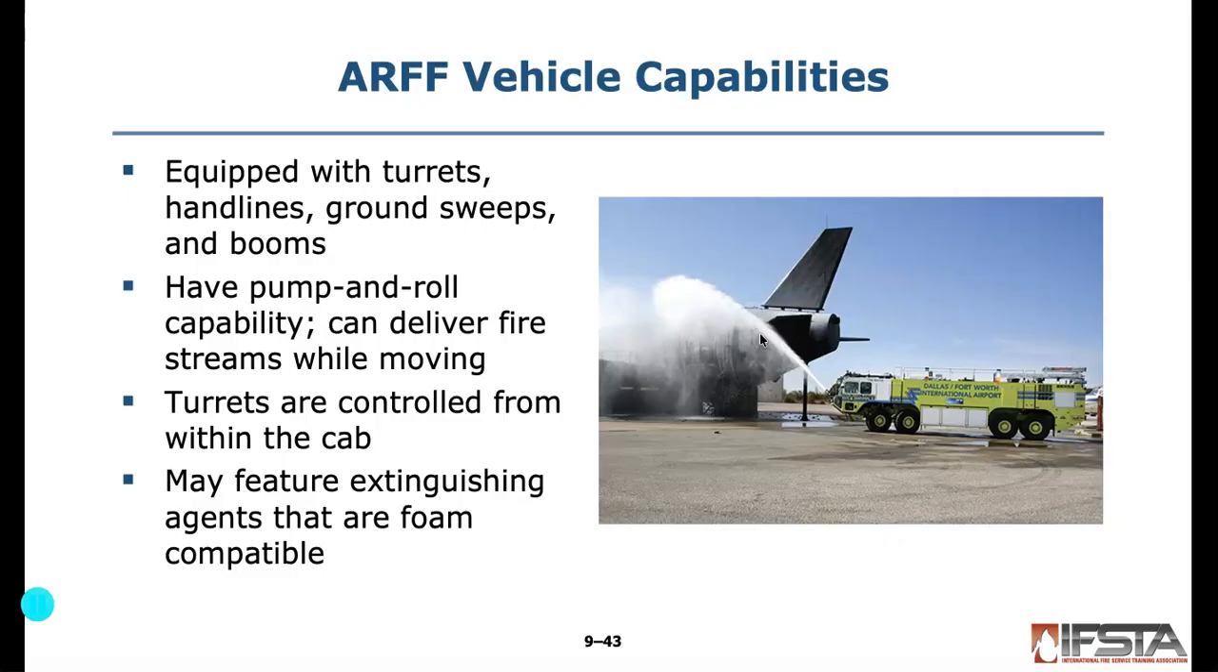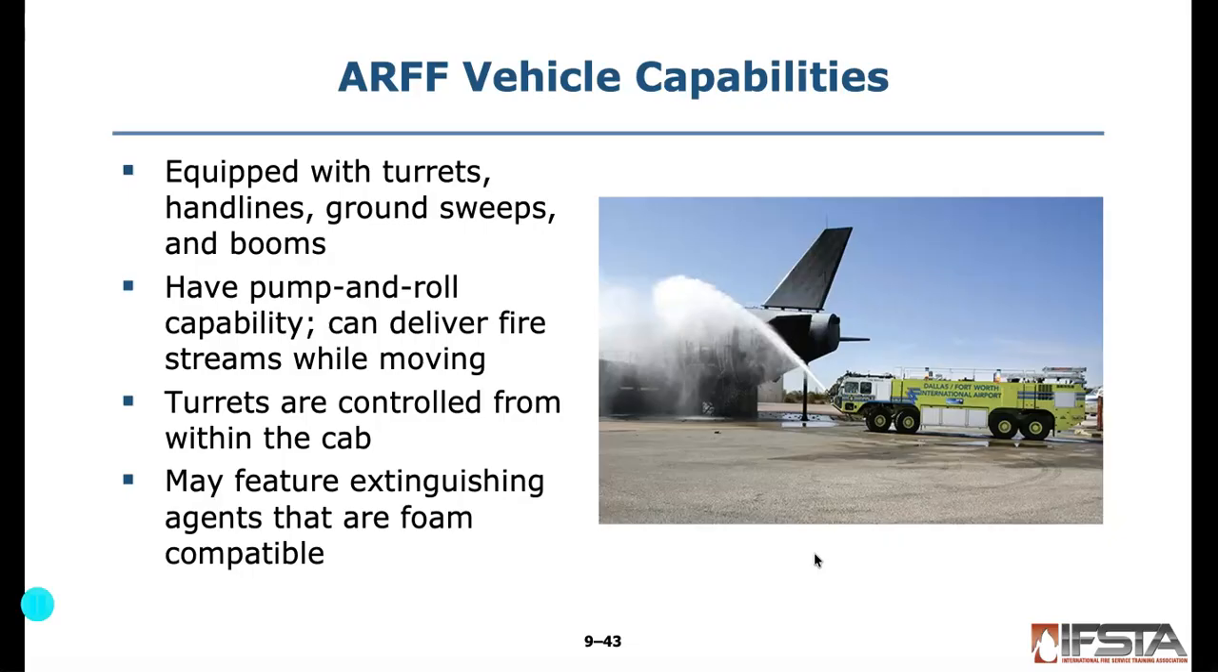They only have a limited water supply. They don't take a hydrant, so they don't have a continuous water supply. So they've got to go back, refill, and then come back if they exhaust their tank and aren't able to extinguish the fire. So they have turrets, which are those things on the front, hand lines, ground sweeps, booms.